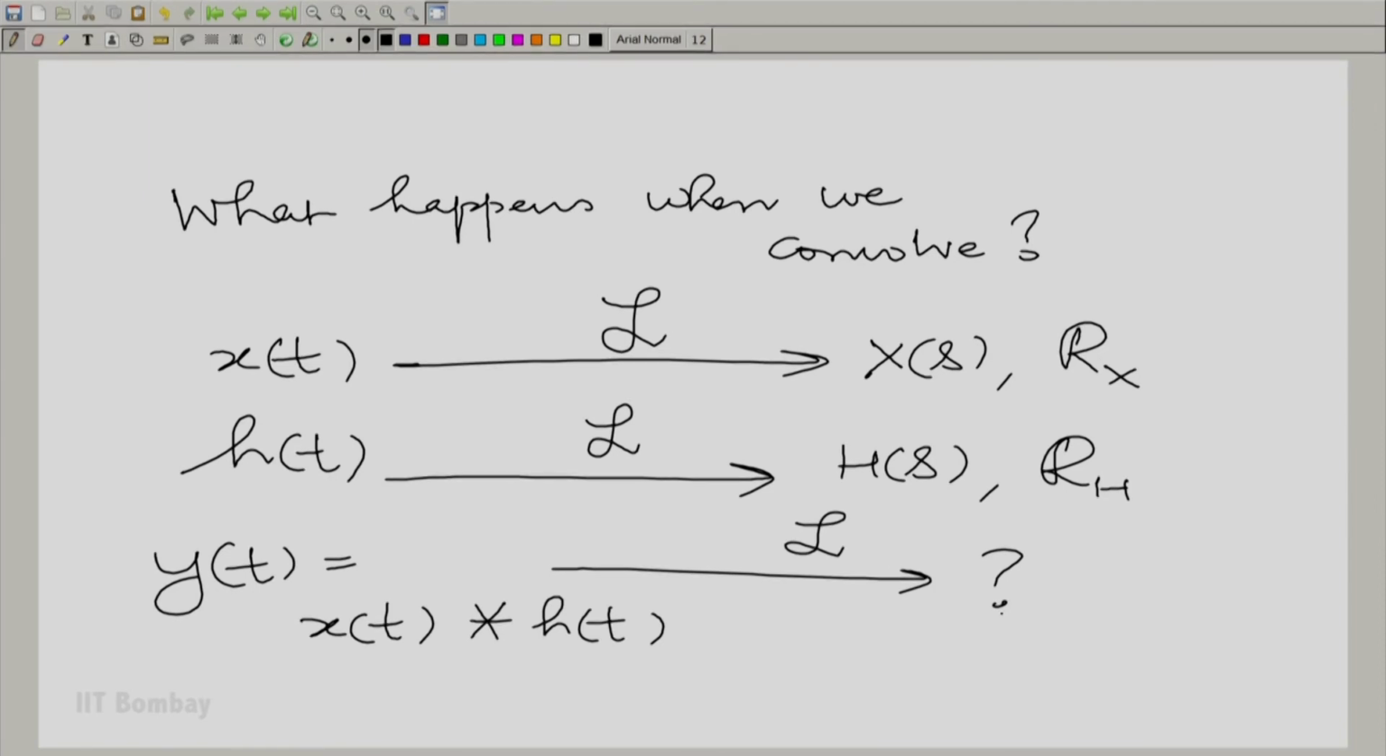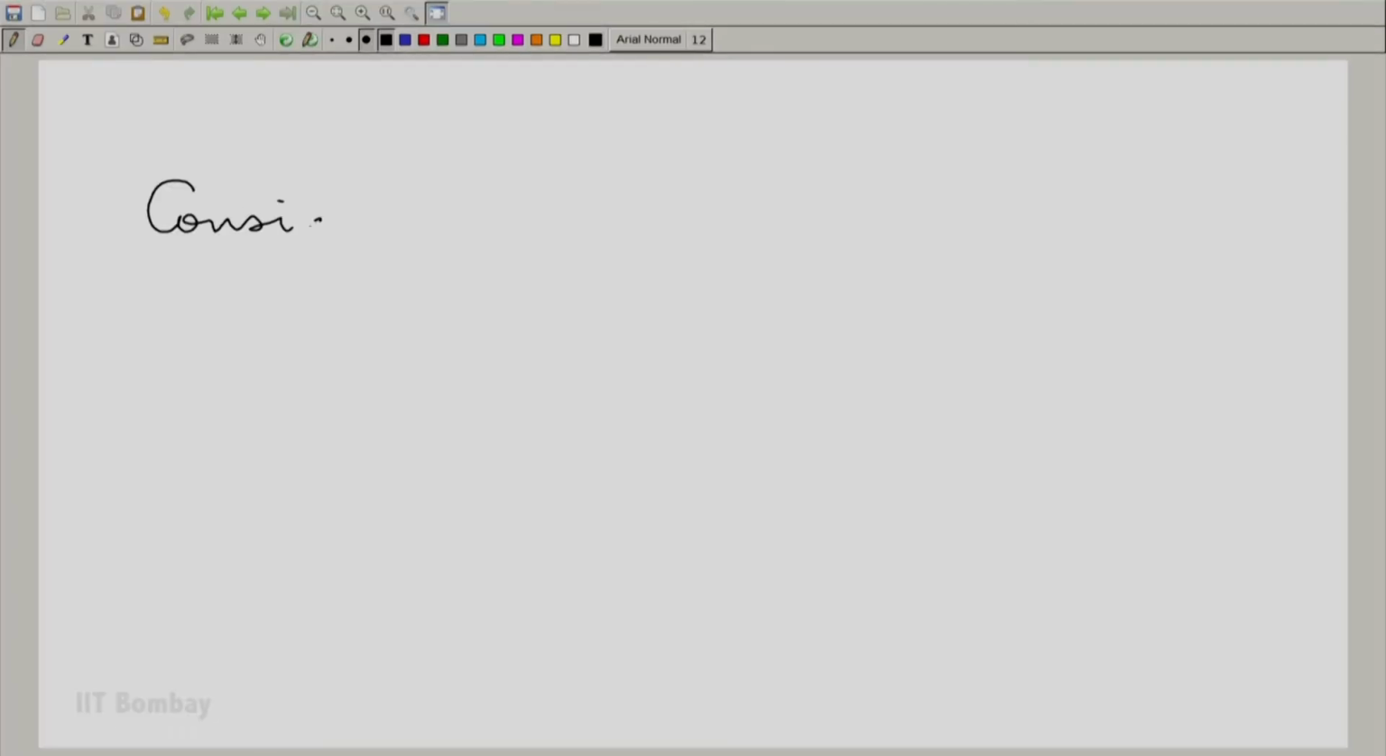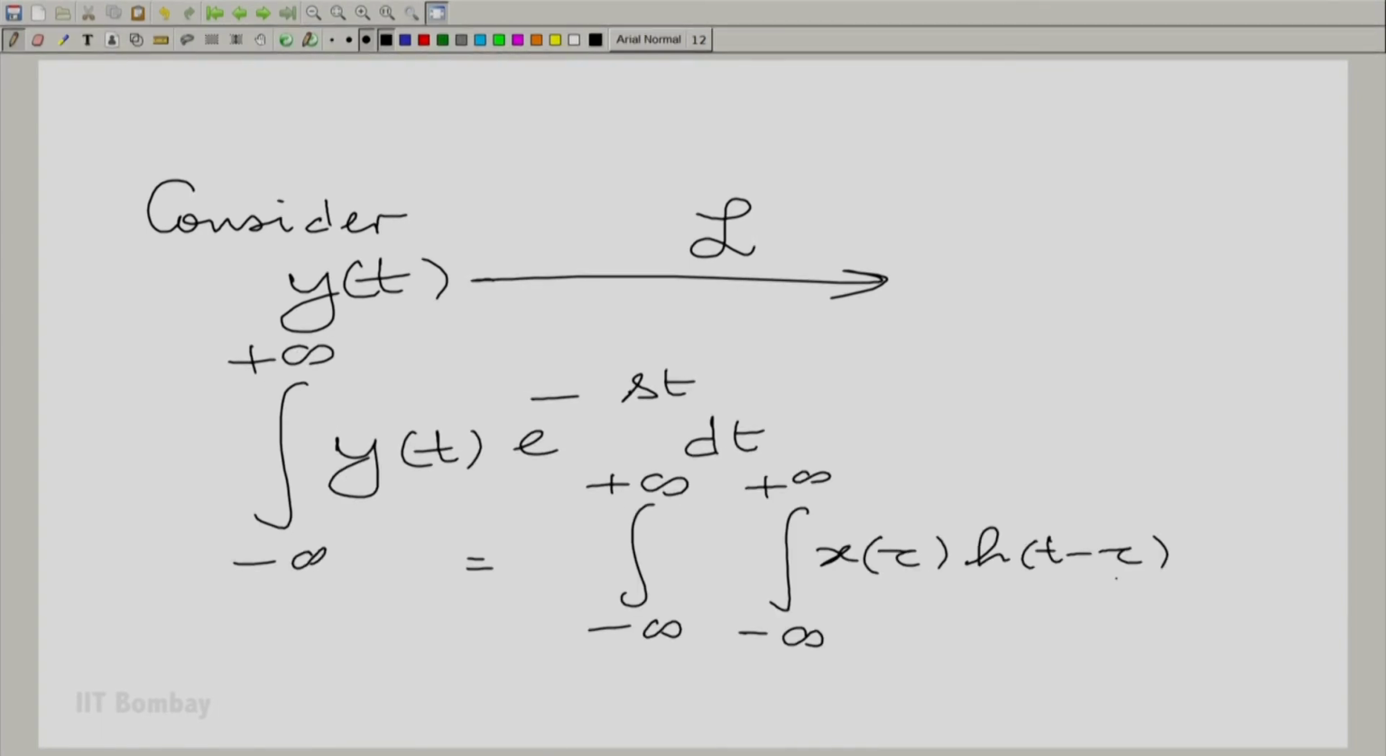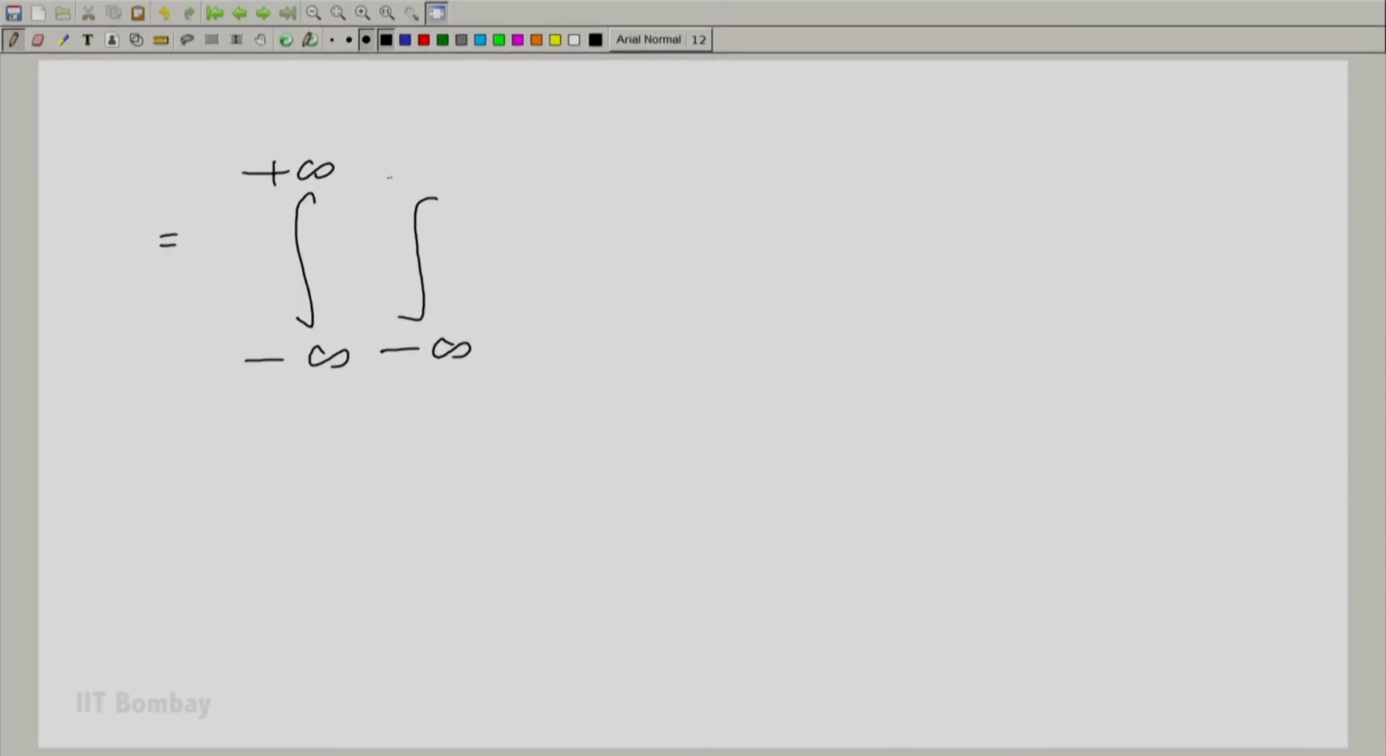And we ask a similar question for the z transform. But first let us answer the question for the Laplace transform. A very important question here. Consider the Laplace transform of y of t and expand y of t. Of course, the d tau needs to come into this integral actually, but let me take all the integral together, that is easier to do.